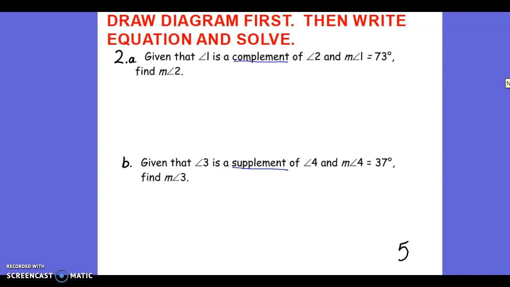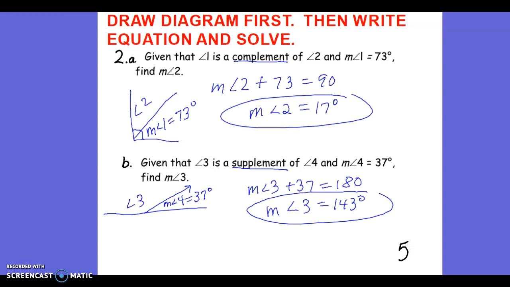So here we go. Here are the answers. I drew myself the diagrams, and then I wrote myself the equations, and you might have an x instead of measure of angle 1. It doesn't matter. It's all good. As long as you got, for 2a, the measure of angle 2 is 17 degrees, and for b, the measure of angle 3 is 143 degrees, and you circled it, you are doing well. You are right on track.